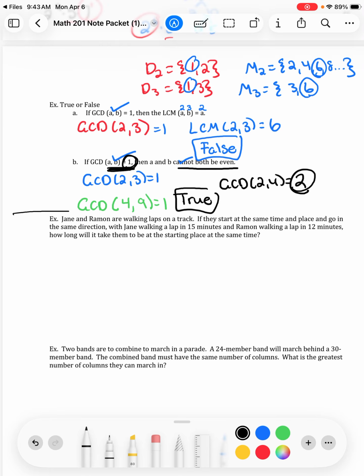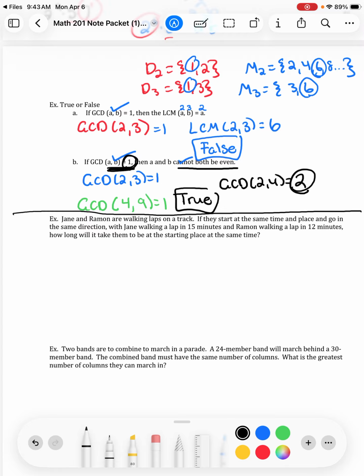All right, let's look at some of these word problems and leave those true false behind. We've got two people walking on a track, walking laps. They're going to start at the same time and place and go in the same direction. But one person is walking faster than the other person. And we want to know how long it will take them to be in the starting place at the same time. Now, you can use any method for this. You basically just have to determine, am I looking for a multiple or a divisor?